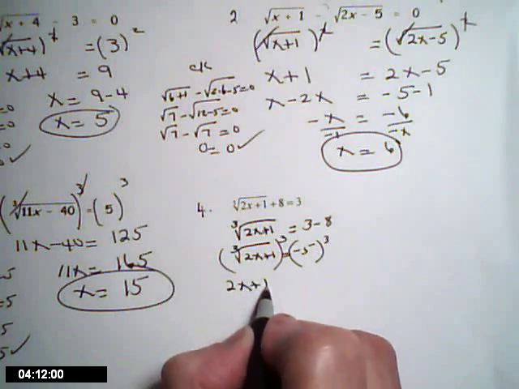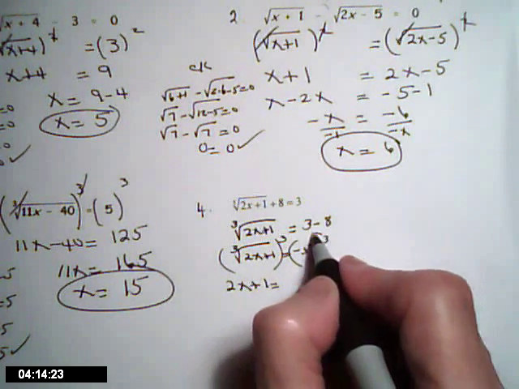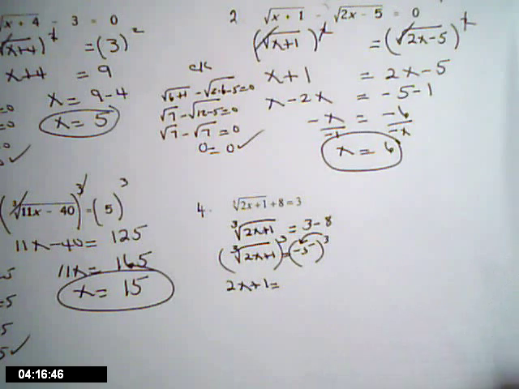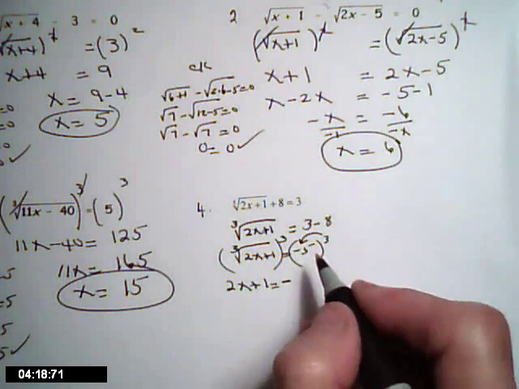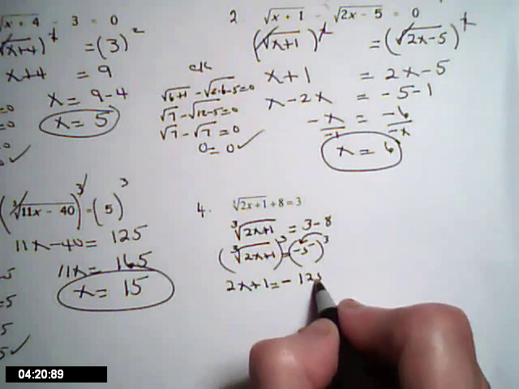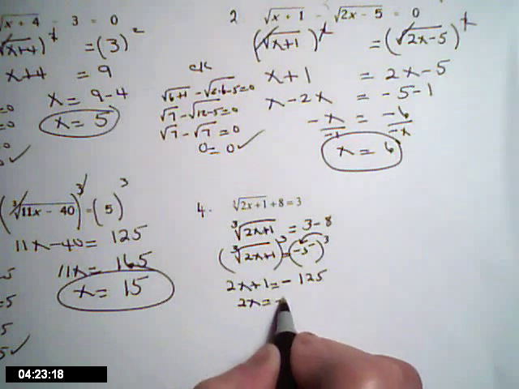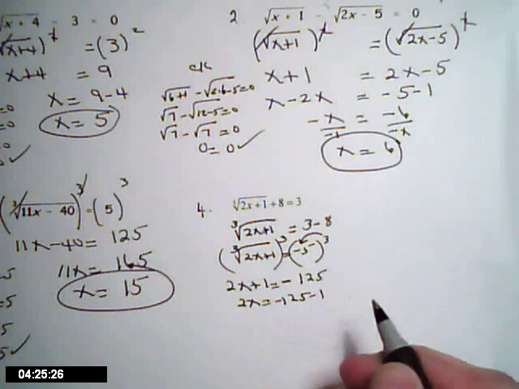So 2x plus 1 equals, now notice I have 3 negatives. Negative times negative times negative, so that's negative. And 5 times 5 times 5 is 125. Let's move the 1 over. It becomes a negative.